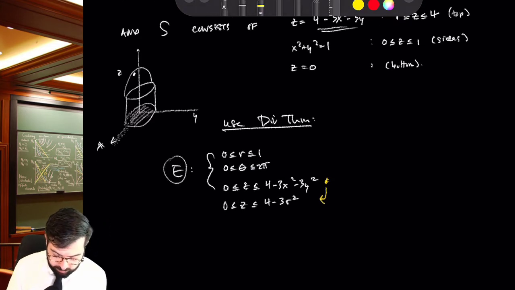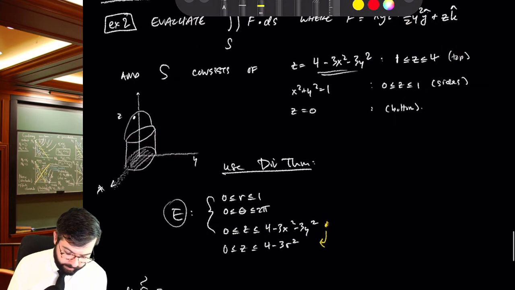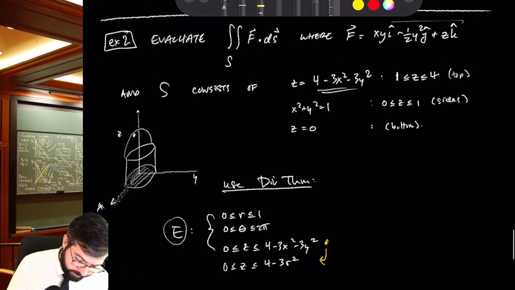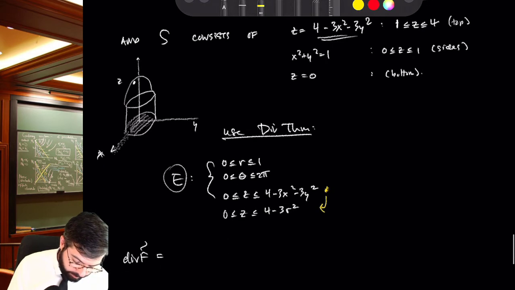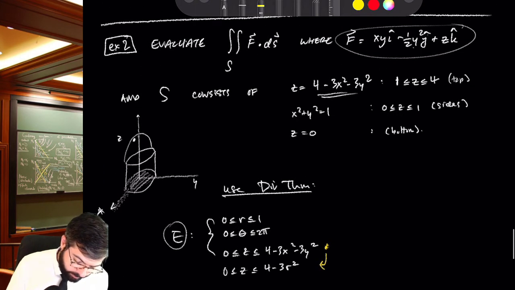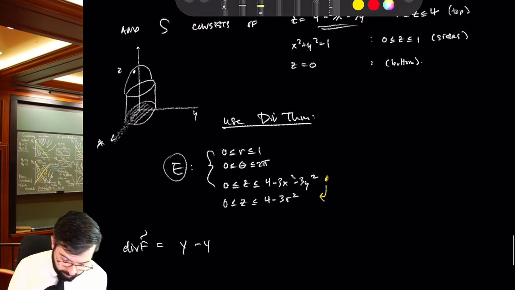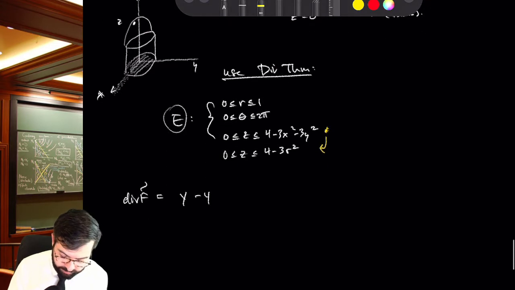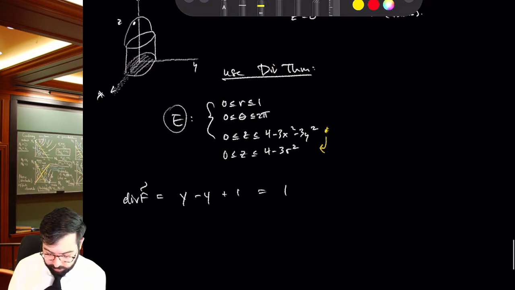So we've got E. We're going to need the divergence of our vector field, which is this guy up here. The partial with respect to x is y. The partial with respect to y of negative 1/2 y squared is just minus y. And the partial with respect to z at the end is plus 1. So again, we're left with a divergence of 1. This doesn't always happen, okay?